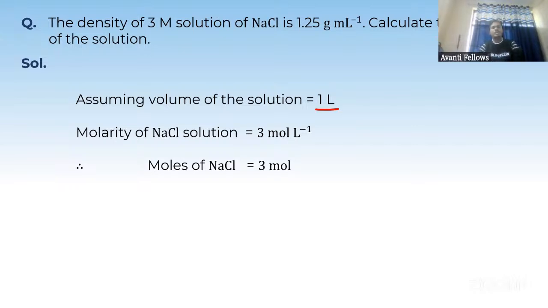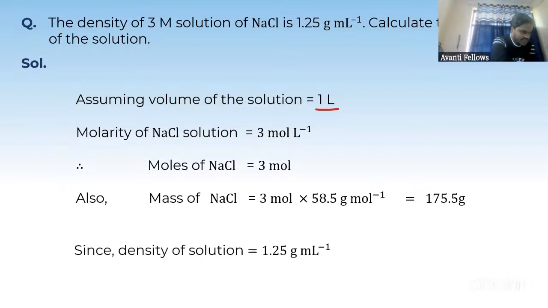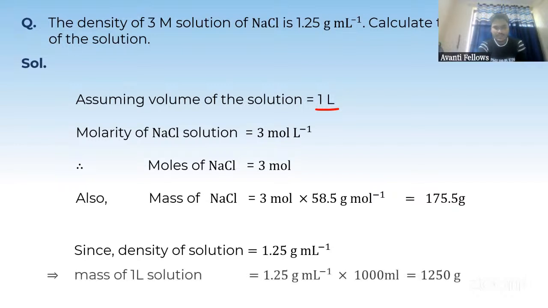So assuming volume of the solution is equal to 1 liter, molarity of the NaCl solution is 3 mole per liter. And moles of the NaCl is 3 mole. Now also mass of the NaCl, how much will it be here? So that is 3 into 58.5 gram. That comes out to be 175.5 gram. That is mass of the NaCl.